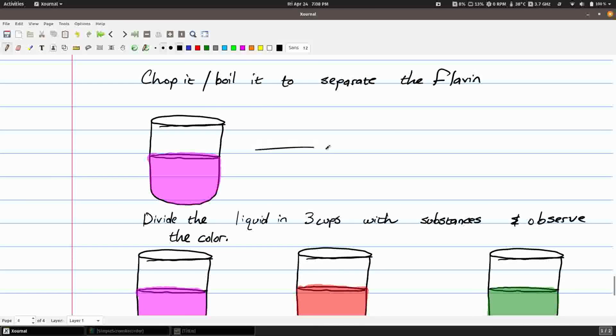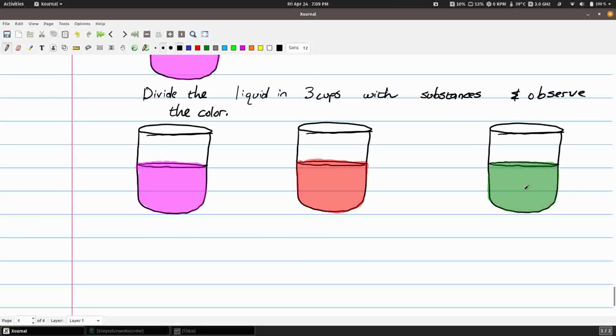So right here is neutral, meaning it's around 7. If it's red, it's acidic. If it's green, it's basic. So if you guys want to do that, it's pretty cool, but I'm not going to force you guys because I know it's kind of hard to go to the store and get red cabbage.